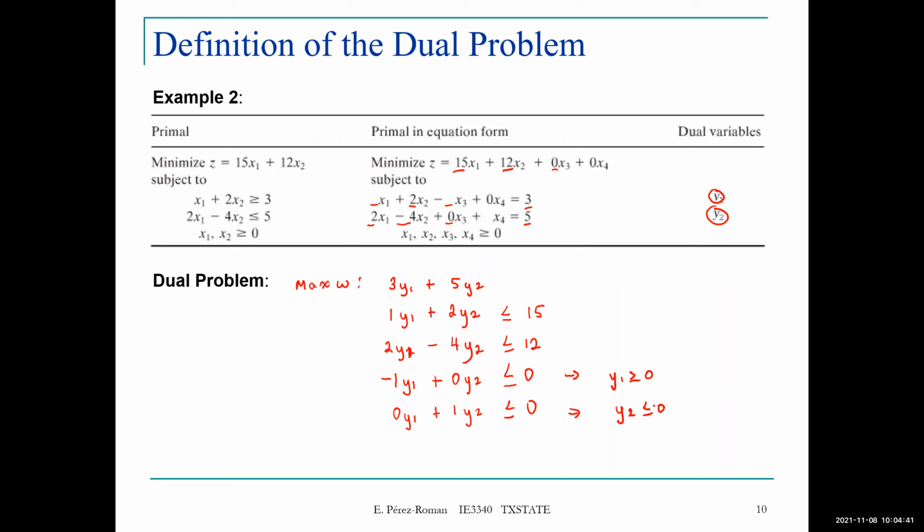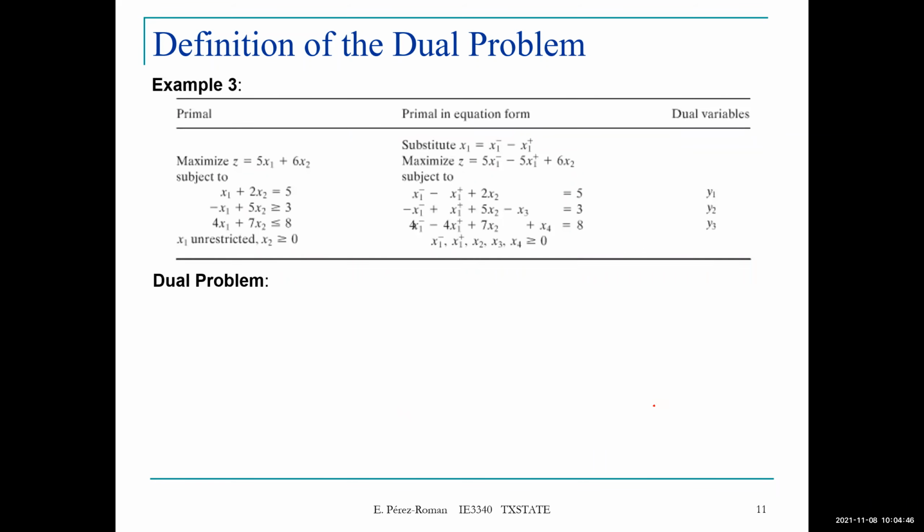Okay, so the third example is a case in which one of the decision variables is unrestricted. If you remember earlier this semester, we have a modeling technique or trick to represent these unrestricted in sign decision variables like x1. For the original problem, we have a maximization problem, 5x1 plus 6x2, and 3 constraints. One of the decision variables is unrestricted in sign, so x1 can be positive or negative, and we have x2 greater or equal to 0.